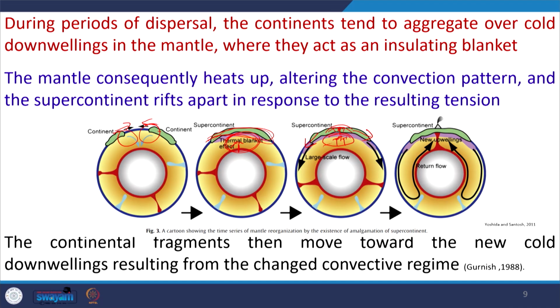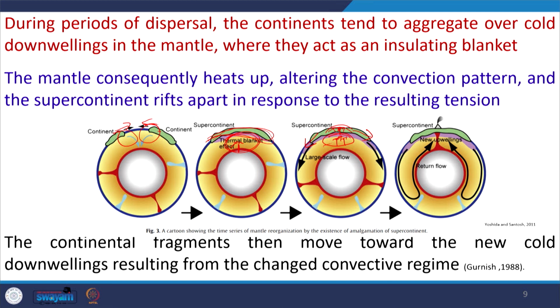This is a process by which heat accumulates below the continental lithosphere, and due to this heat buildup, the system tries to convect. Due to this convection, rifting takes place, and finally the continents break into different parts. The mantle consequently heats up, altering the convection pattern, and the supercontinent drifts apart in response to the resulting tension. That is why the supercontinent cycle begins again.